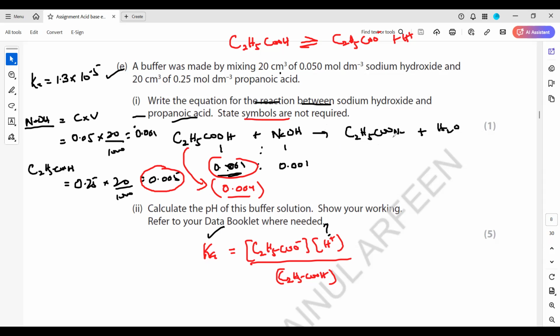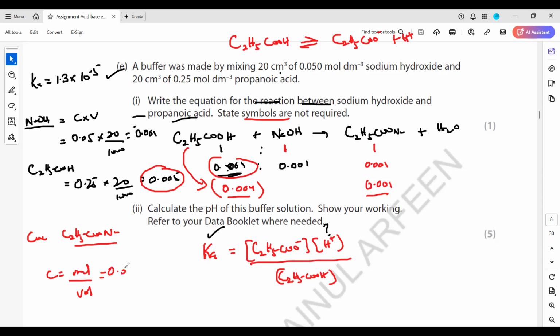Same thing. How many moles of sodium propanoate will be produced? We take a ratio between sodium hydroxide and sodium propanoate, 1:1. So 0.001 moles will be produced. But we need a concentration, because whenever square bracket is there, it means you have to substitute concentration, not the mole. So how we find the new concentration? If we want the concentration of sodium propanoate or the propanoate ion, it's the same thing. So if we need a concentration, concentration is moles divided by volume.